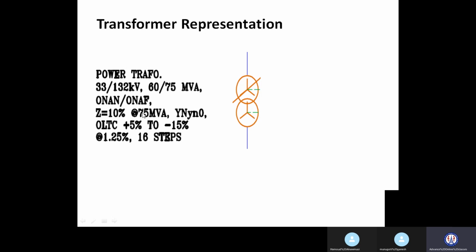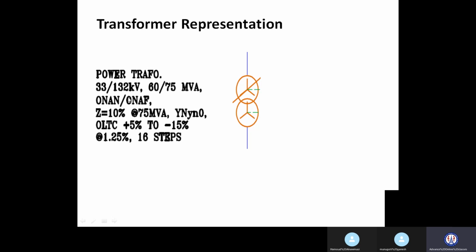So what details of the transformer do you represent here? First you represent the type of transformer, what type you are using in your system. Basically, there are different types: a power transformer, an LT transformer, an auto transformer. Whatever type you are using in your system, you mention that first. After the type, next you define the voltage rating of your transformer.